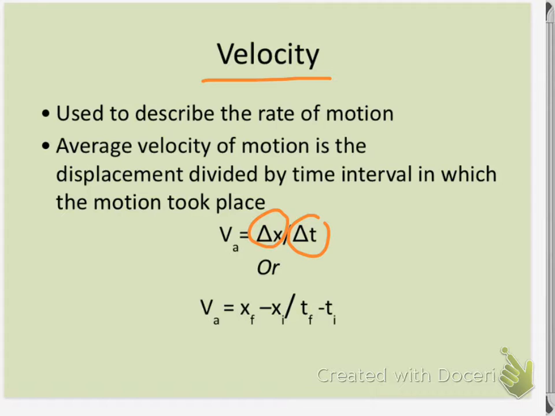We can show that as VA equals delta x over delta t, or VA equals final x position minus initial x position divided by final time minus initial time. One of those can be 0, but they don't have to be. Those are kind of arbitrary, and our 0 position is kind of arbitrary. And then we'll talk a little bit about negative motion.